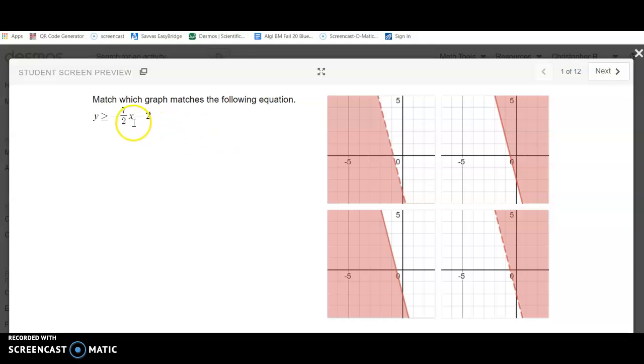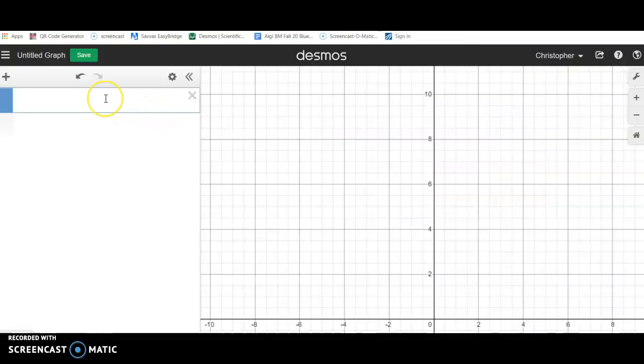So here we go. So this is my problem. Y is greater than or equal to negative 7 over 2x minus 2. I'm going to go ahead and highlight that. Control C for copy. If you have a Mac, it is Command C. I'm going to go to my Desmos calculator, and right here, I'm going to go ahead and paste that.